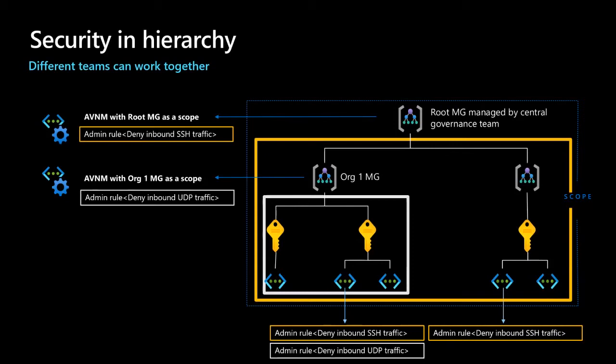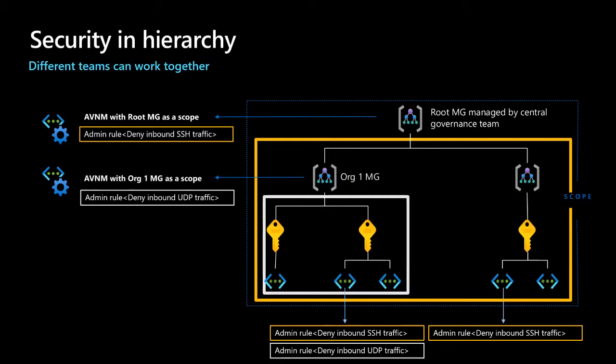And under that, I have management groups for different organizations. Like you can say different product groups. That's also a possibility. And let's say organization one, the administrator of organization one, they create another network manager using the scope of org1 management group, and they expressly specify that they want to deny all of the inbound UDP traffic, for example.